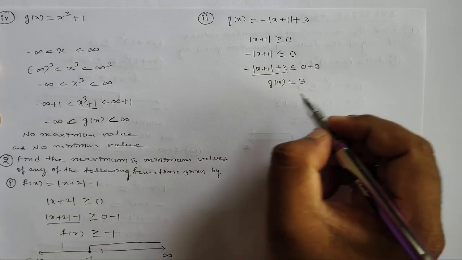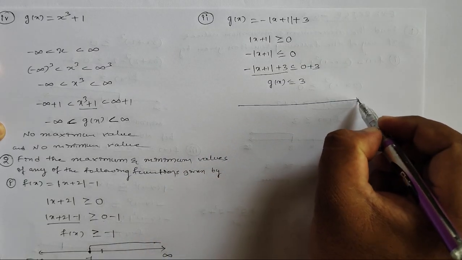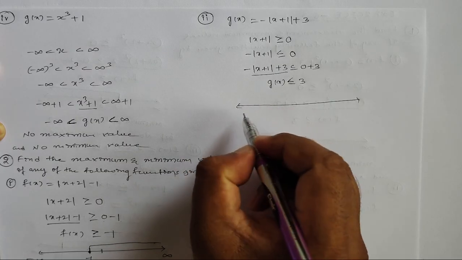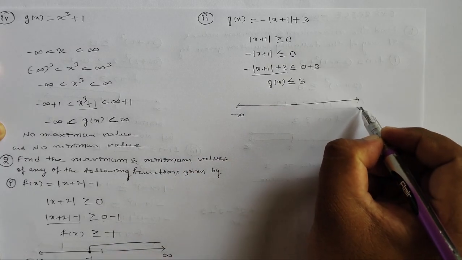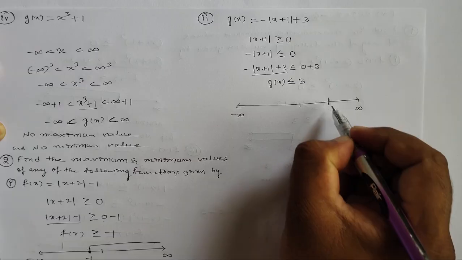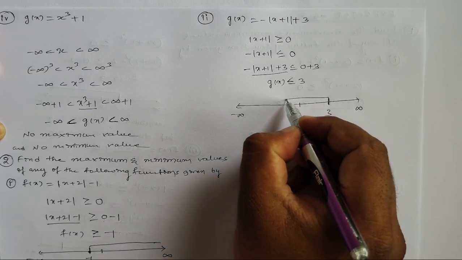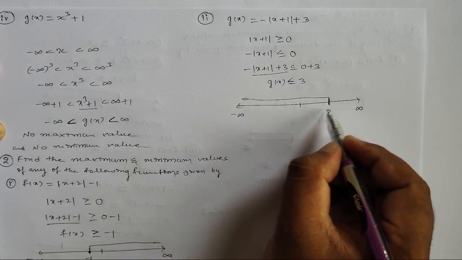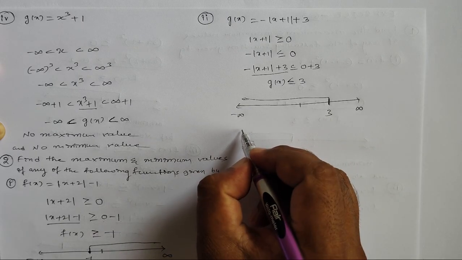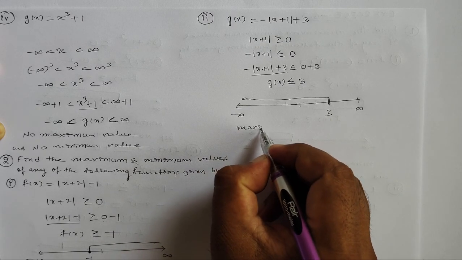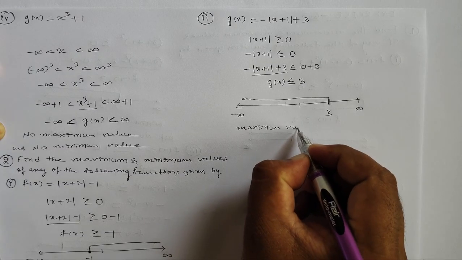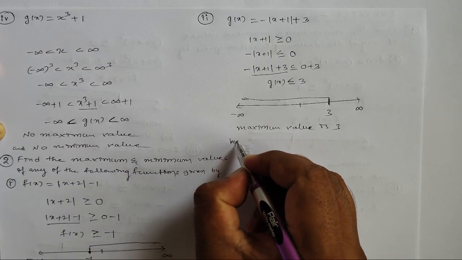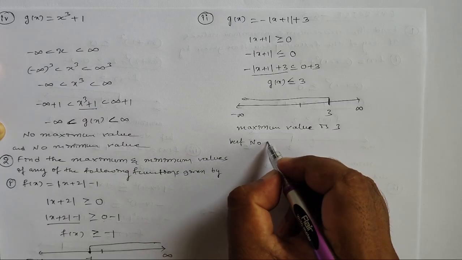So draw the number line. Less than or equal to 3 means what? The direction is from minus infinity to plus infinity. Here 0, and somewhere it becomes 3. Less than 3 means this side. So this is the minimum side, this is the maximum side. So the maximum value of this function is 3, but no minimum value.